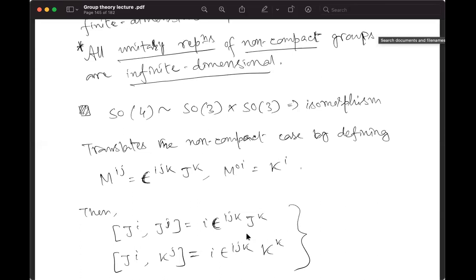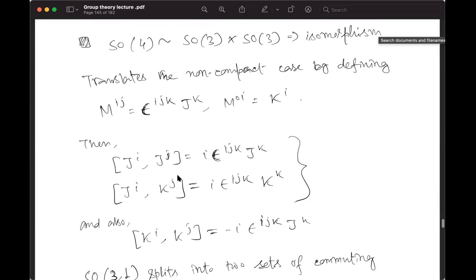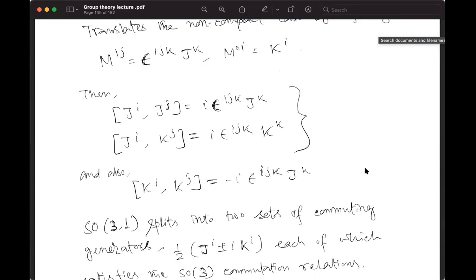So we translate to the non-compact case by defining M_ij as epsilon_ijk J_k and M_0i to be K_i. So the M_mu nu actually encompasses the J and K, the rotations and the boost. Now the other conventional relations among the rotations and the boost we have seen already. The important part is the boost-boost commutator is not zero. Another important part is the boost-rotation commutator is not zero.